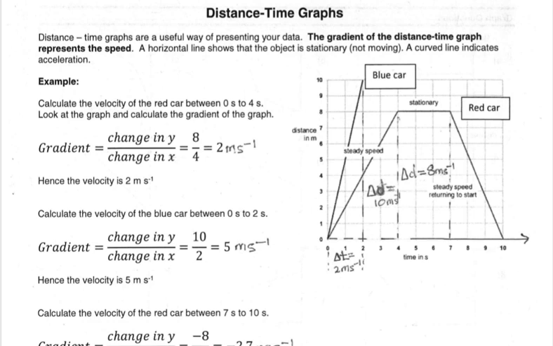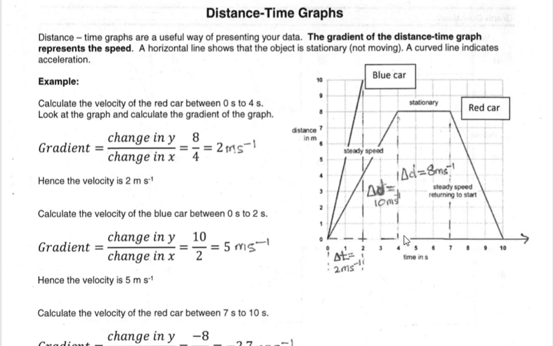For example, calculate the velocity of the red car between 0 seconds to 4 seconds. Look at the graph and calculate the gradient of the graph. So the gradient being the velocity. So here's the graph for the red car. It increases distance, then stationary, and then it decreases distance.